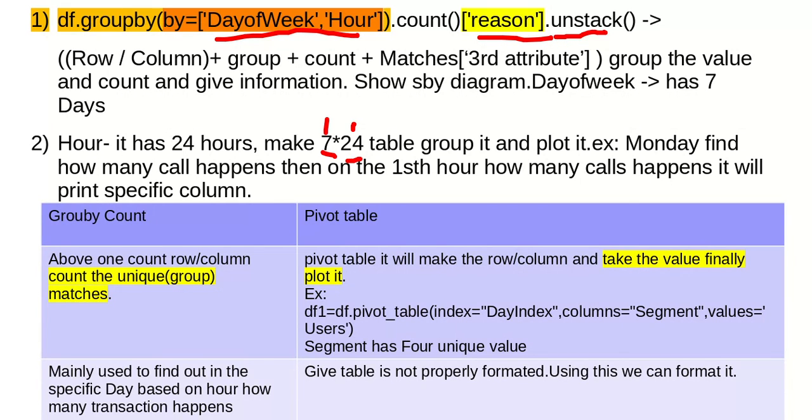That is the main important thing, because group mean unique. I'll write it here: group mean unique. So unique items present between this, it will find out and list out. For example, for user A, how many items are present between Monday 10 o'clock? For example, if the item count is 20, it will count 20.